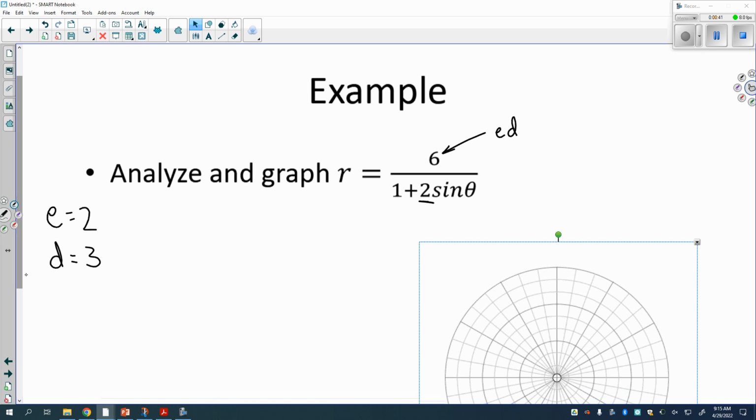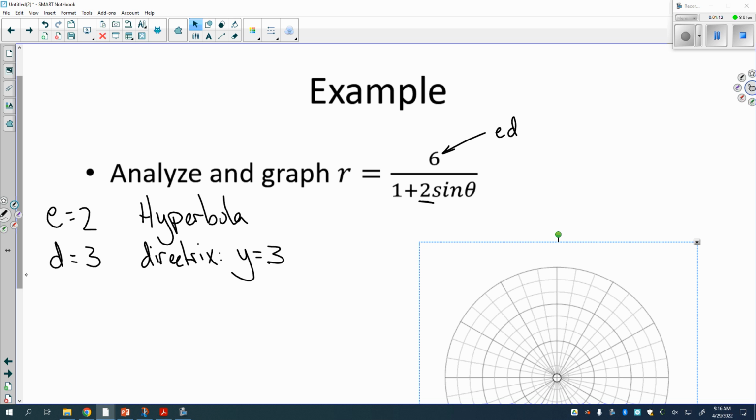Because E is 2, I know this is a hyperbola. It's greater than 1. And I can know that the directrix is y equals 3. That comes from earlier. It's a y equals because it's a sine. It's positive because it's a plus. And it's 3 because that's what D is.